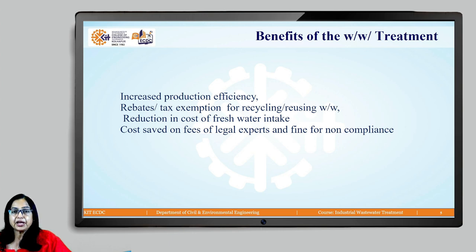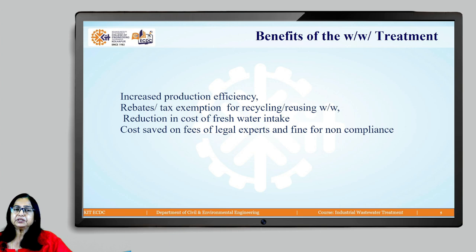So if recycling or reuse is implemented, obviously there might be some incentives from the government, and there might be even some exemption in taxes. So these are tangible benefits. There is some amount you can convert into this benefits.